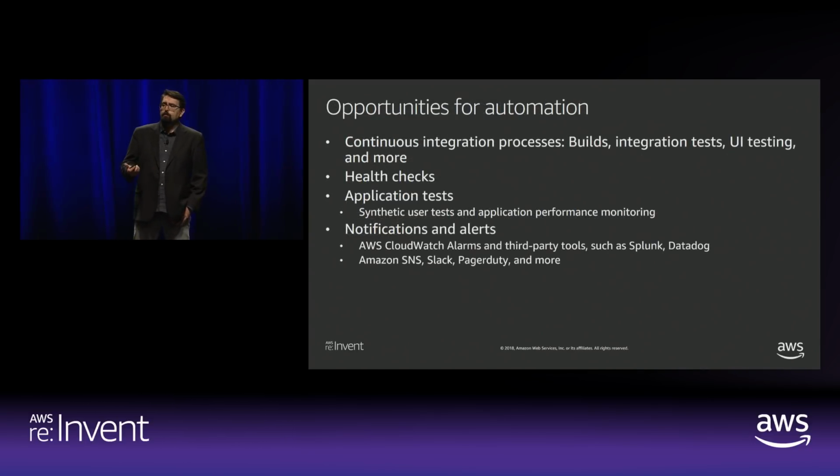Some opportunities for automation. There's lots of different places for this. Again, this is all level setting right now. There's various opportunities for you to implement automation. So things like our build processes, integration testing, obvious. Most of you should be doing that today. Health checks are another good place to start.